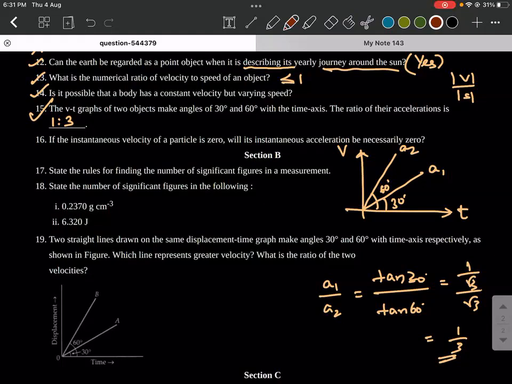Write down the answer. Answer is no. Because when the ball is thrown upward, its instantaneous velocity is zero, but its acceleration is non-zero. Is that clear?